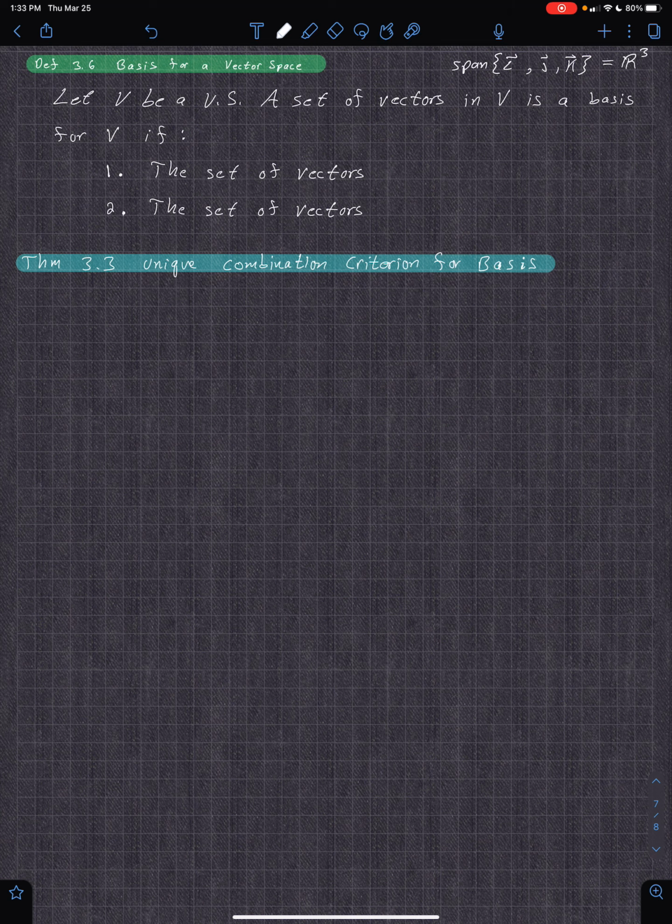In general, though, the set of vectors have to span V, and they have to be linearly independent. So you don't want repeated vectors in there. So the set of vectors is linearly independent. And these are abbreviations, of course.